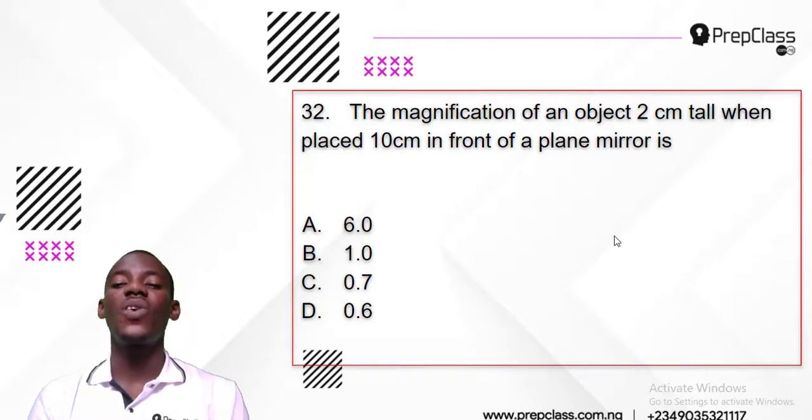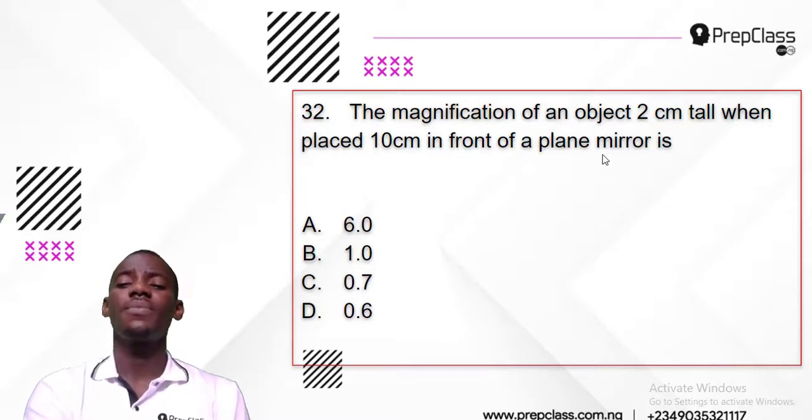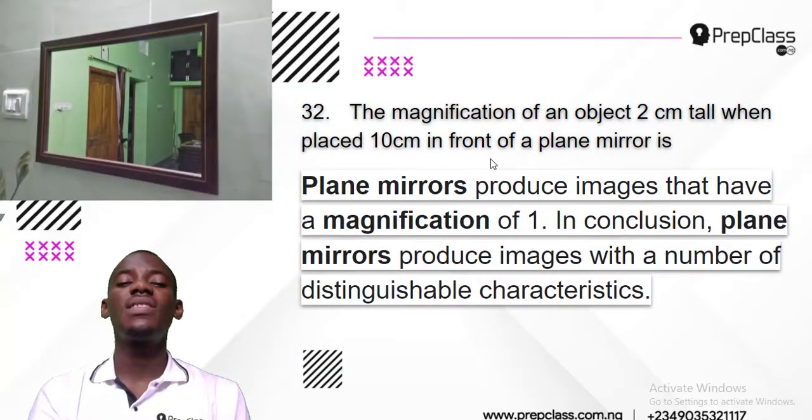Let's see number 32. It says the magnification of an object 2 centimeters tall when placed 10 centimeters in front of a plane mirror is what? Now this question is asking for magnification, but it gave you an object height and it gave you the distance of the object. Now, what do you think that we will do? But it also said that it is a plane mirror.